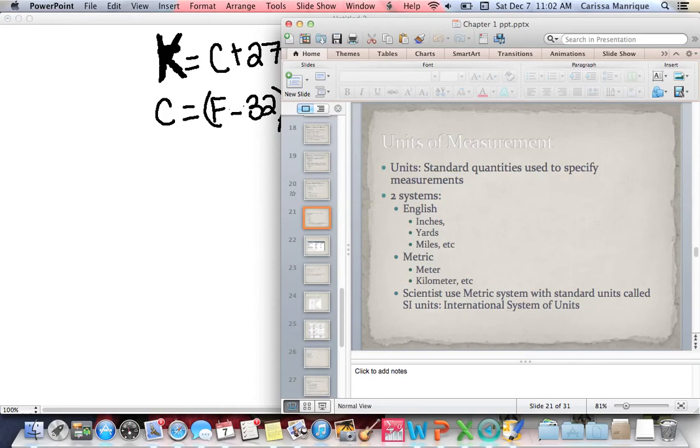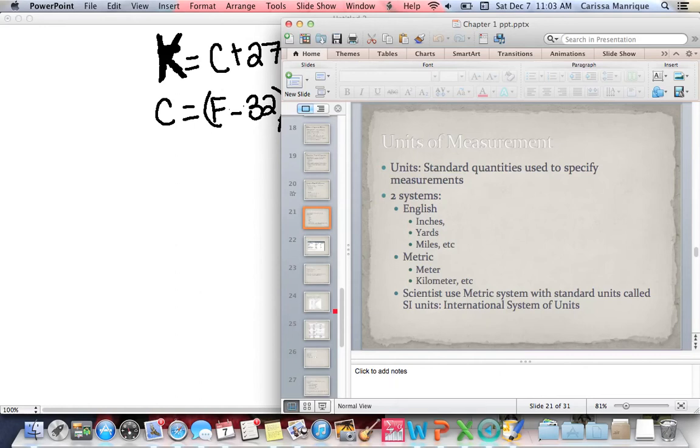That's also the English. And then the metric system, which most scientists use, is everything using the meter, like the meter, kilometer, centimeter, millimeter. So this just tells you what you're measuring in the unit. So, are you measuring volume, length, area, and so forth.